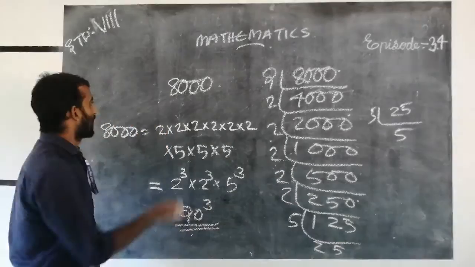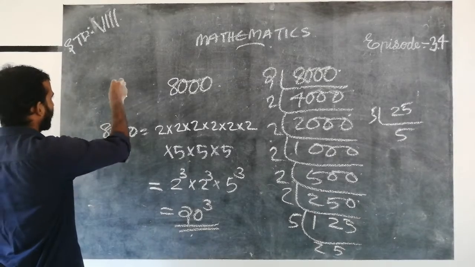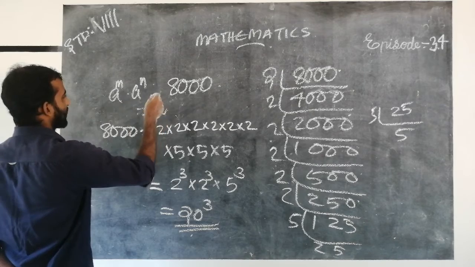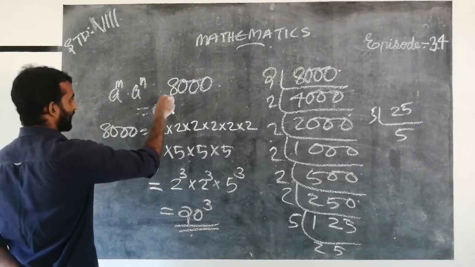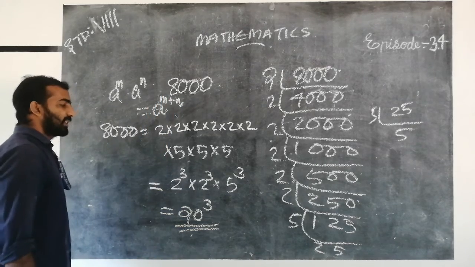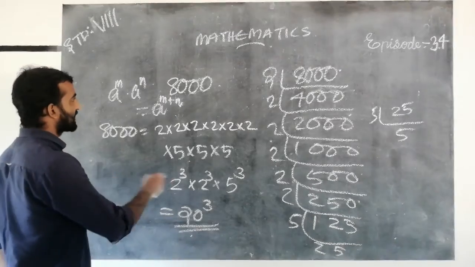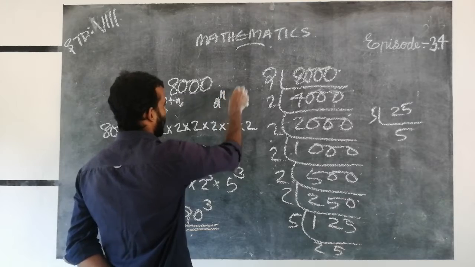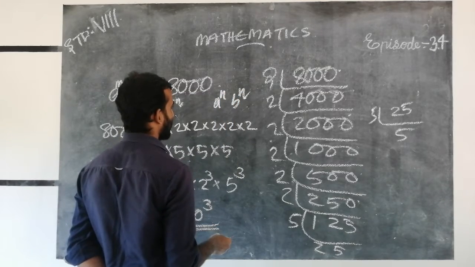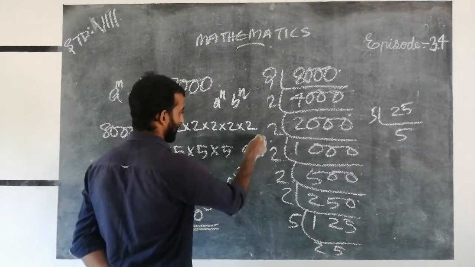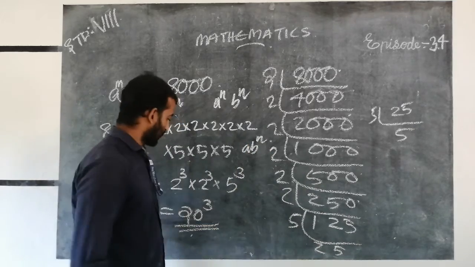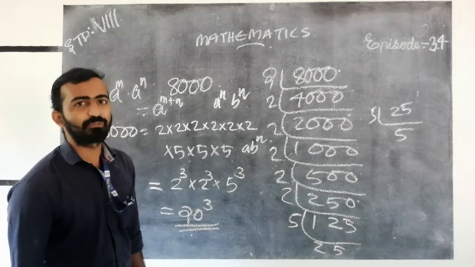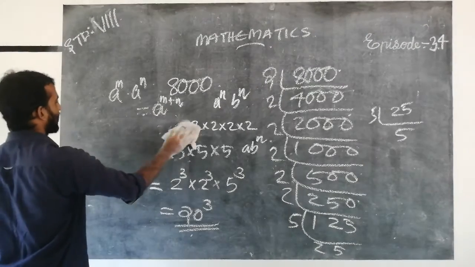That is 20 cube. Also we know that a raised to m into a raised to n is a raised to m plus n. Already we know that when the powers are the same, a raised to n, b raised to n, then we can write it as ab raised to n. So we can write it as 20 cube. That is, 8,000 is a perfect cube.